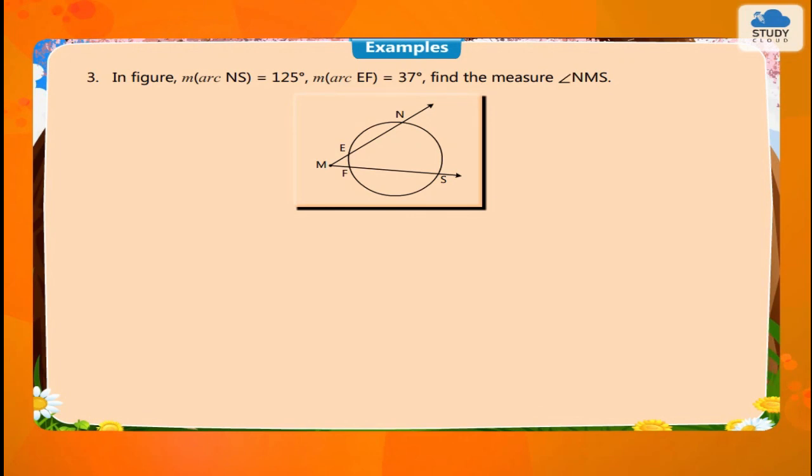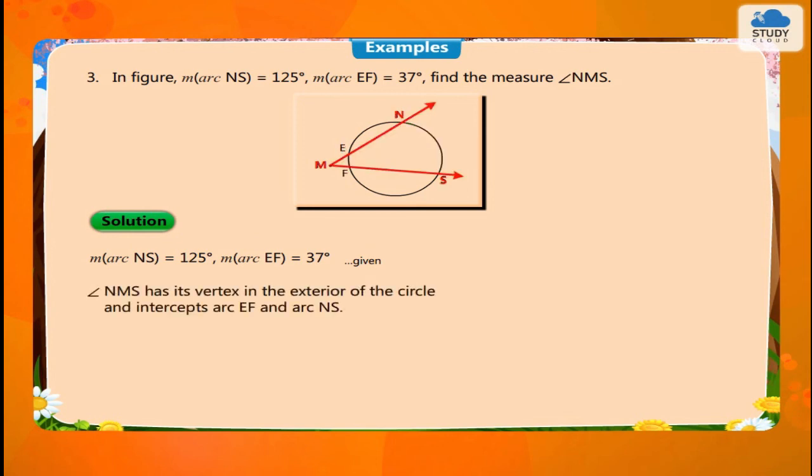3. In figure, measure of arc NS is equal to 125 degree. Measure of arc EF is equal to 37 degree. Find measure of angle NMS. Solution. Measure of arc NS is equal to 125 degree. Measure of arc EF is equal to 37 degree. Angle NMS has its vertex in the exterior of the circle and intercepts arc EF and arc NS.